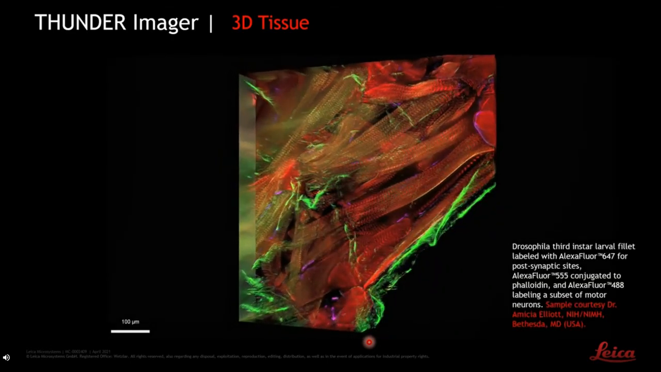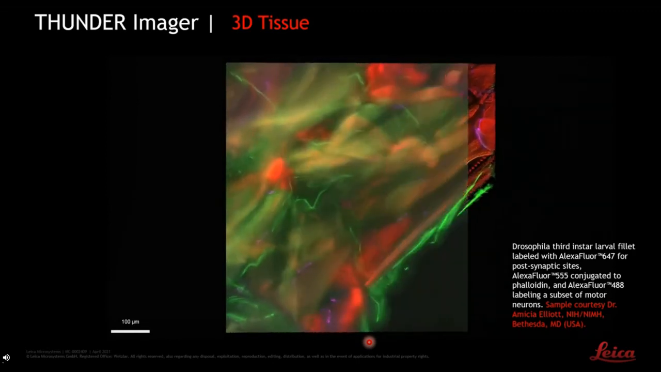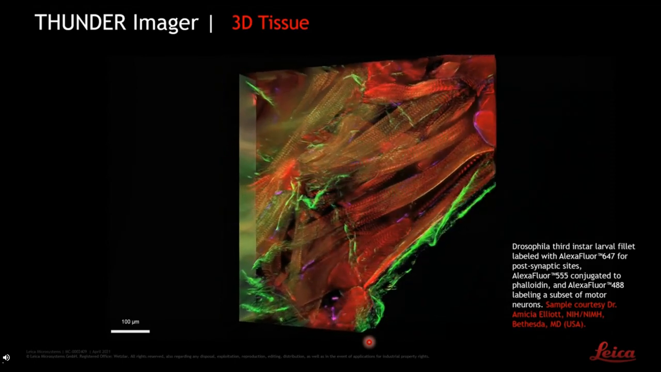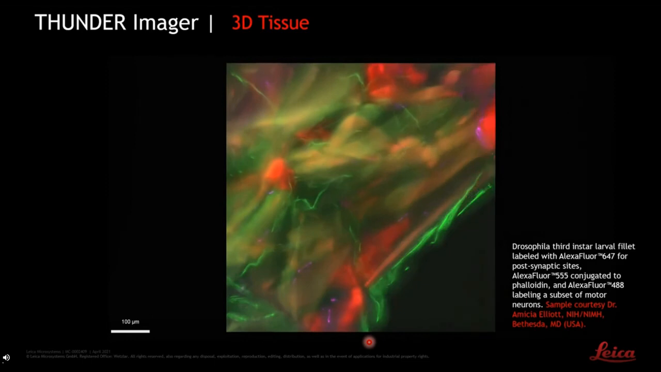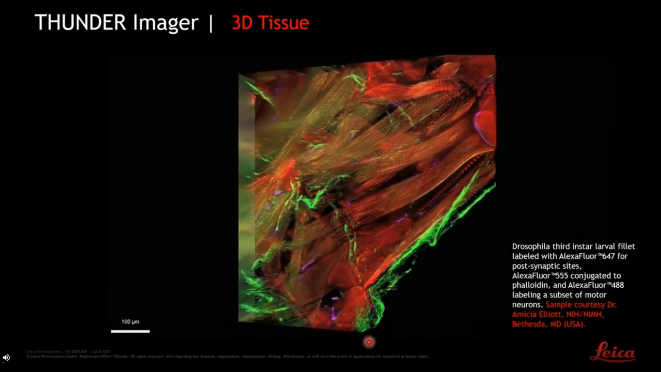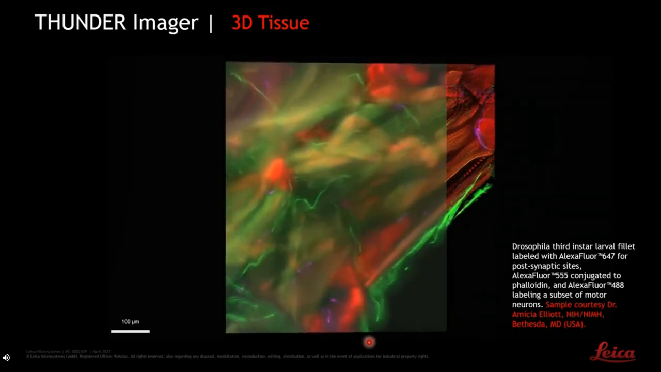Here is an image of a Drosophila rendered in 3D within our LASX software. The stainings were 647 and 555, labeling a subset of motor neurons. Here is the image after Thunder, and that's the image before Thunder.